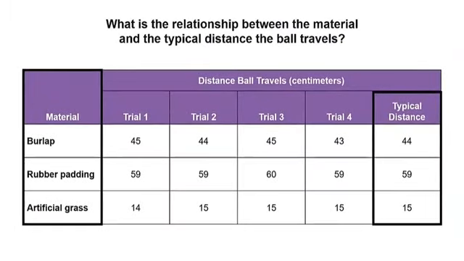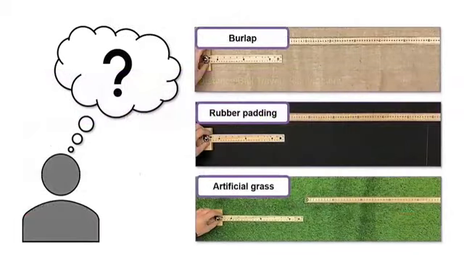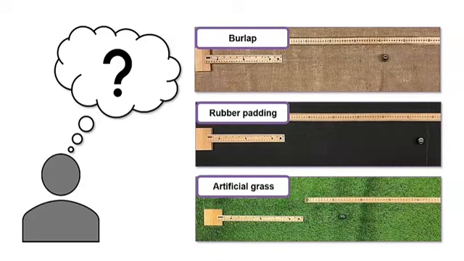So what is the relationship between the material and the typical distance the ball travels? The ball travels much farther on smoother materials such as the burlap and rubber padding than on rougher materials such as the artificial grass. What does this relationship tell us? The motion of the ball changes when it slows down and stops, so some force must slow the ball down on every material. Maybe the force is stronger for rougher materials.